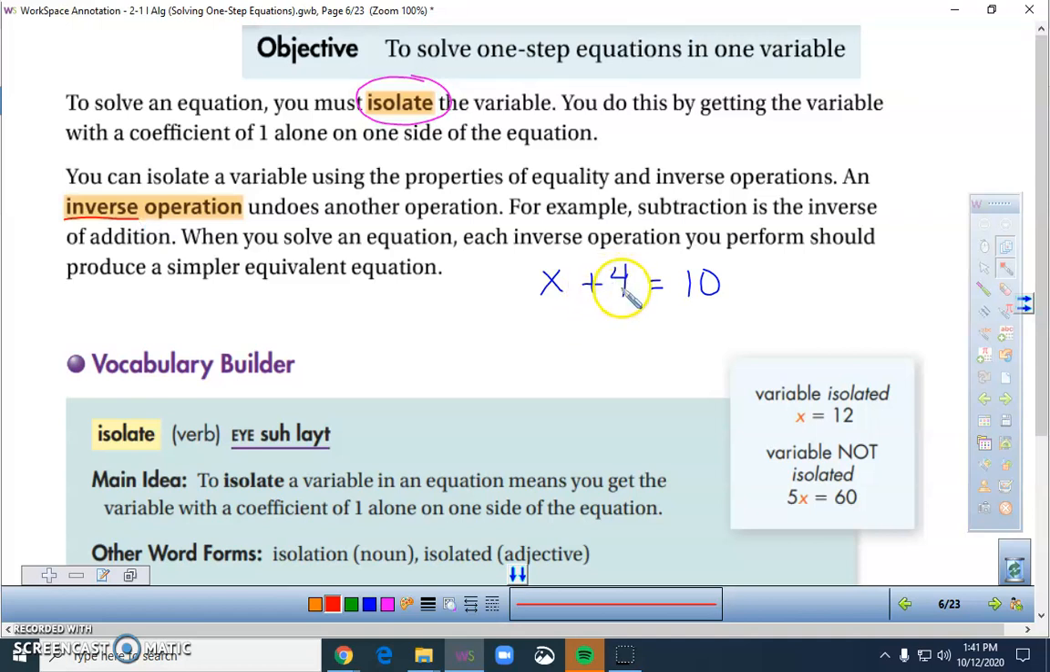So what's the reverse or inverse of adding 4? You would say subtract 4. If I subtract 4 on the left, then I need to subtract 4 on the right. Therefore, I have isolated x. x is all by itself. I have one x right there on the left. That's what I wanted. And if I do the math over there, x would equal 6. That's how we would isolate a variable. We're going to reverse what's happening to the variable and balance it on the other side of the equals.